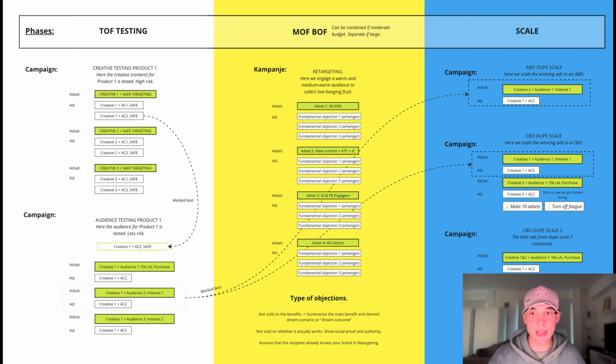So let's say that we have found that this one is the best, creative 1 with ad copy 2. It gets moved over to the audience testing, and here we basically repeat the same process, just with testing the audience.